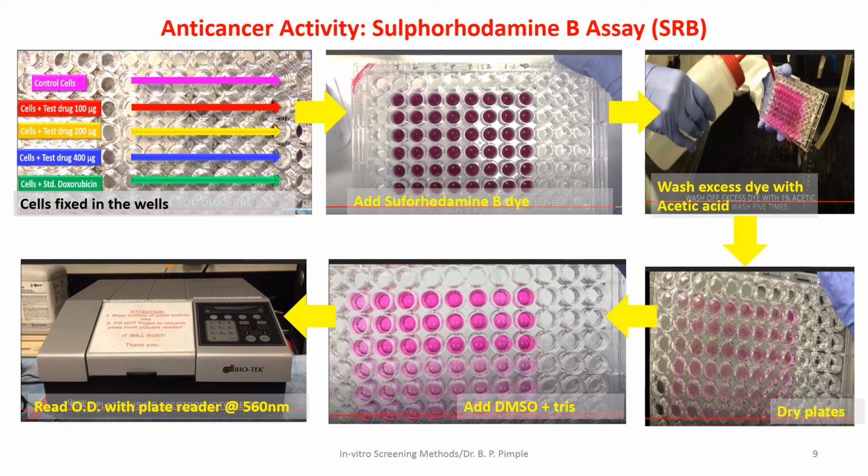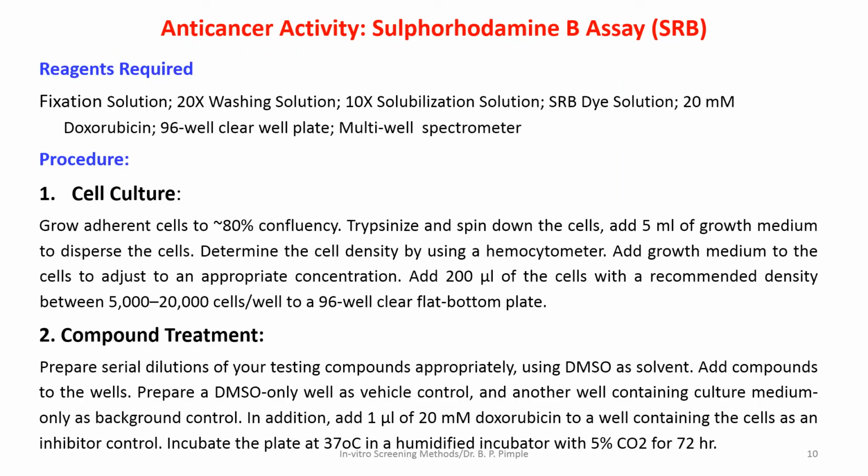Now, this is the plate reader wherein UV rays pass from the upper direction and the detector is present below the plate. So, simultaneously it can measure the optical density of all the wells. This is the detailed procedure about sulphorhodamine B assay. There is no need for us to know the detailed procedure, but if someone wants to have a detailed protocol, this is it.